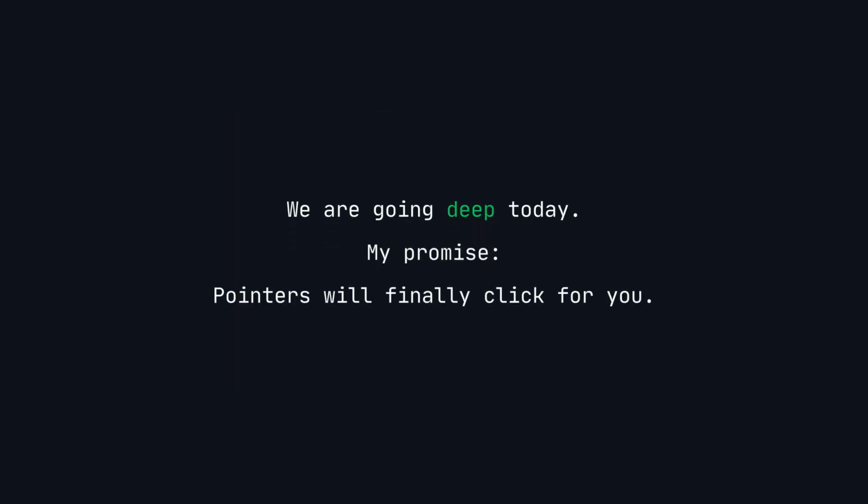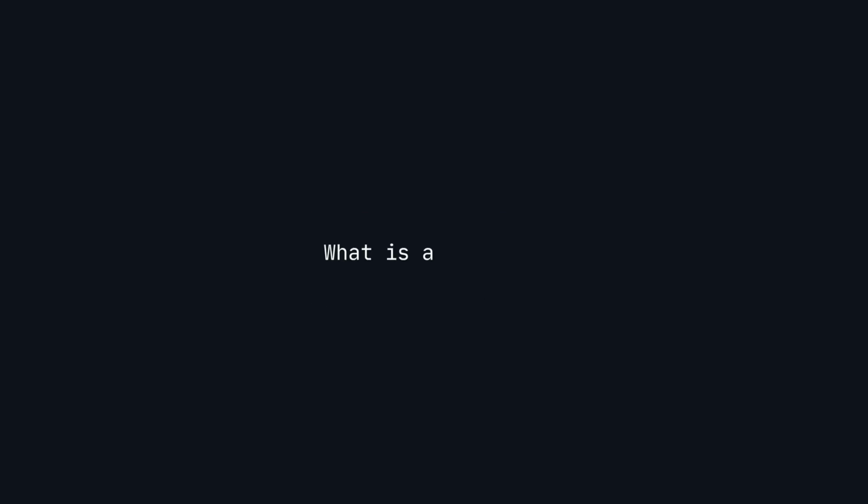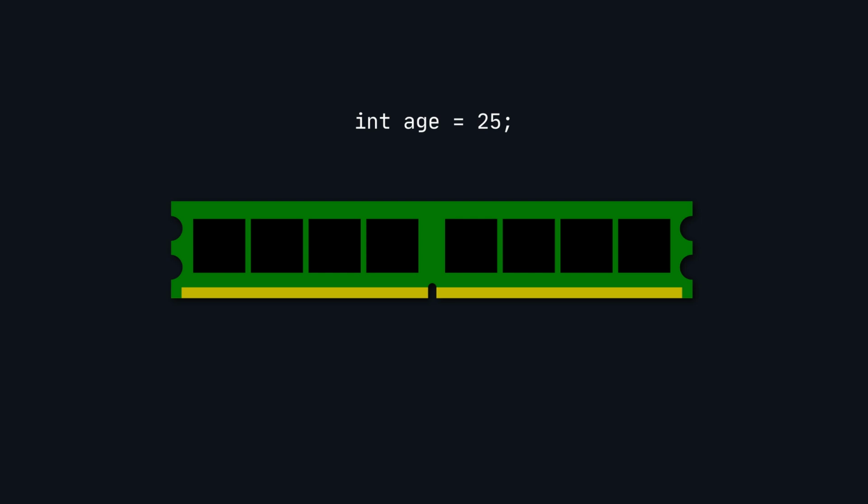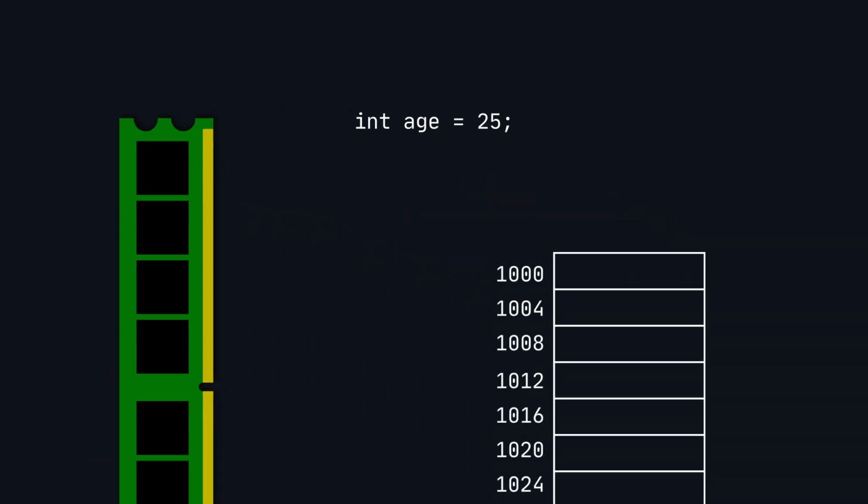And I promise by the end of this video, pointers will finally click for you. All right, let's start with the fundamental question. What is a pointer? And I mean really, what is it? Here's the thing. When you create a variable in your program, that variable needs to live somewhere. It doesn't just float around in the ether. Your computer stores it in RAM, in a specific location, and every location in RAM has an address, just like every house on a street has an address.